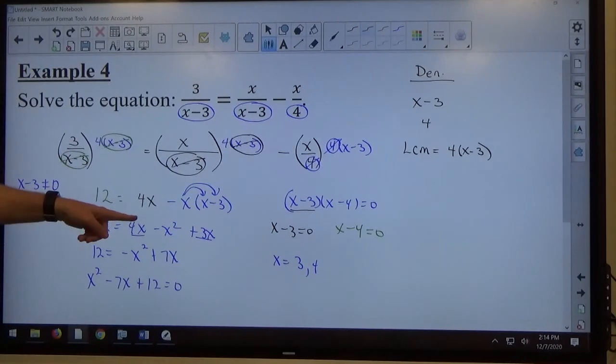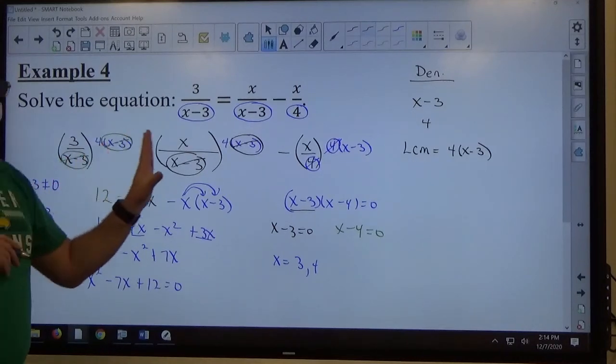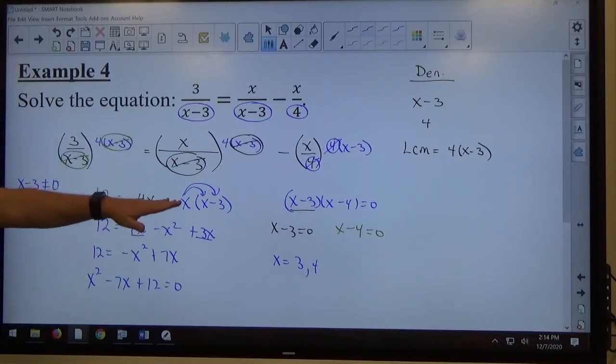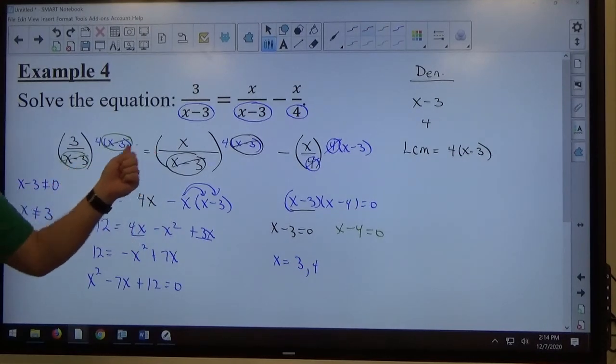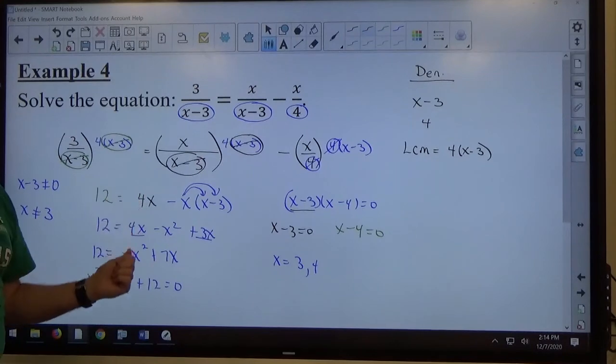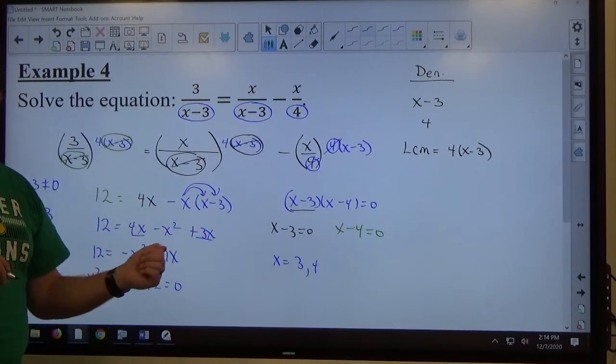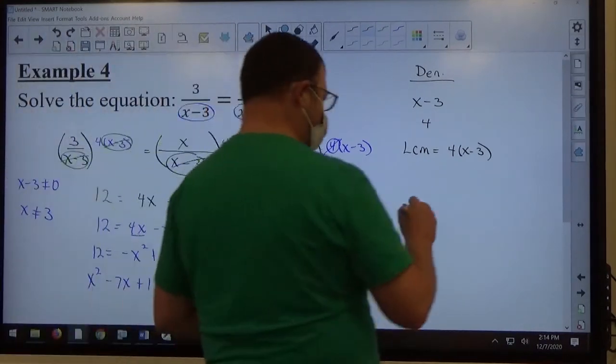Does x equal 3? Sure does, right? So we worked through the problem. We did this get rid of fractions deal. And by getting rid of fractions, we got rid of that whole division by 0 thing with the 3. And we worked through the problem. We got 3 as an answer. That is called an extraneous root.